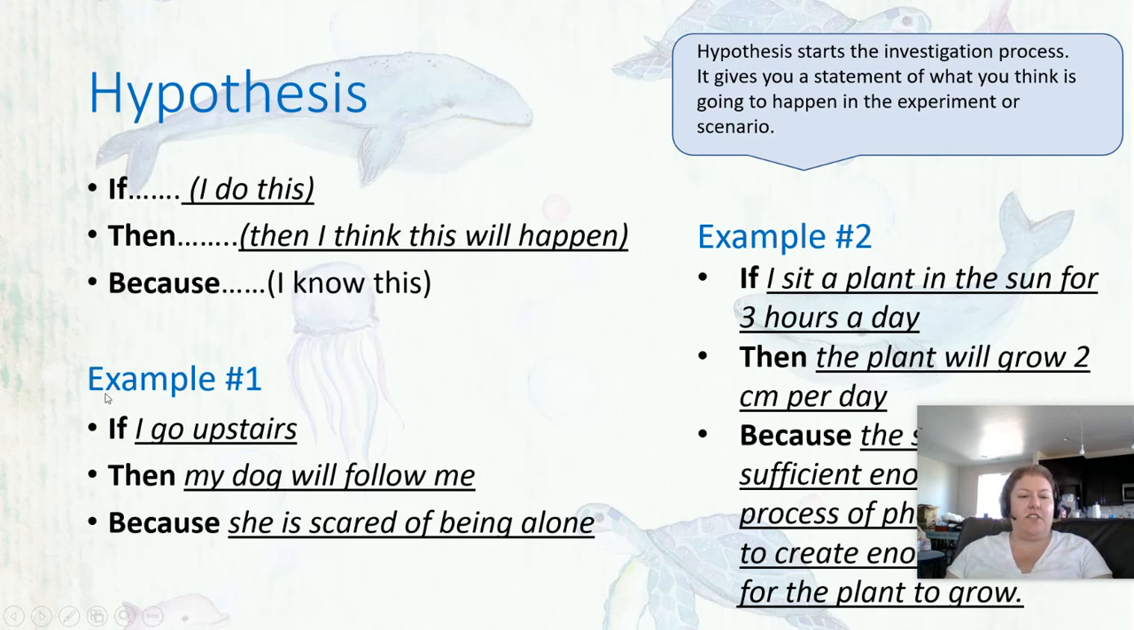So I have a couple examples here. Here's a very simple one. If I go upstairs, then my dog will follow me because she's scared of being alone. Or I could have given a more scientific reason: because she has anxiety. I guarantee you, if I walked up the stairs, my dog would follow me because she's scared of being alone. That is just her. I could run this experiment right now, and this is what I believe would happen. Would it happen? More than likely. I'm 99.9999% sure it would happen, but it could be disproved, right? So if it was disproved, then I would talk about that in the conclusion.